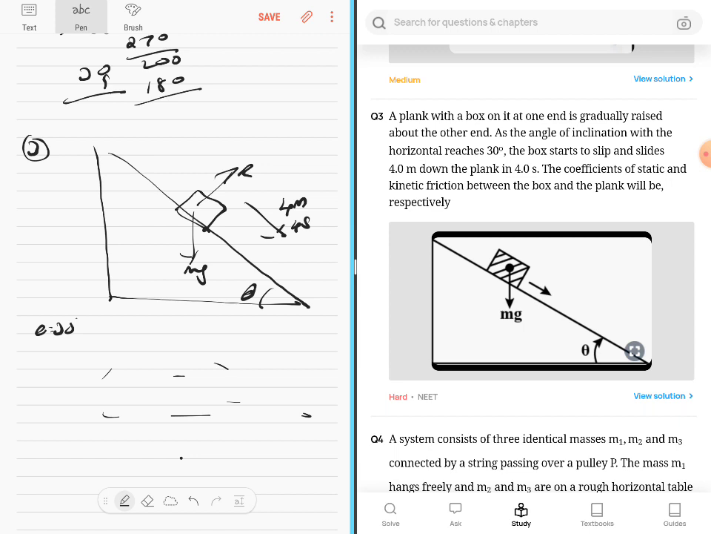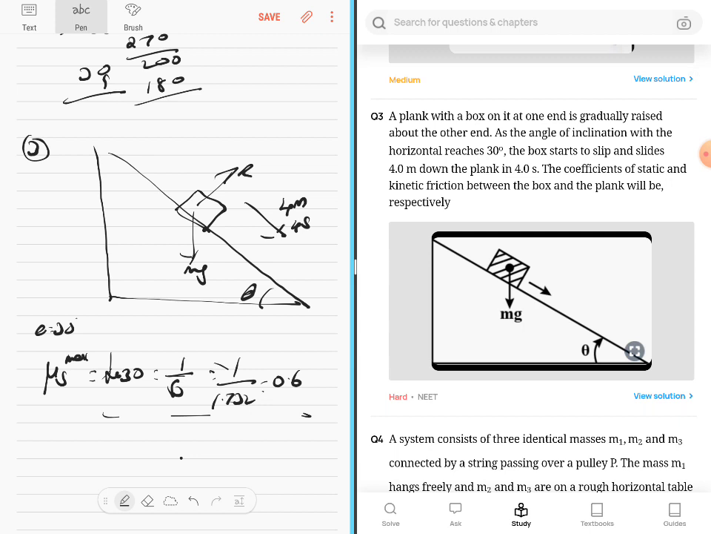And you know that mu s is tan 30 when it's just about to slip. So when it's just about to slip, the limiting friction itself is tan 30. And what is tan 30? It is 1 by root 3. And 1 by root 3 is nothing but 1 by 1.732, which will get you an answer of 0.6. Okay, that gives you the mu s, which is what they want.